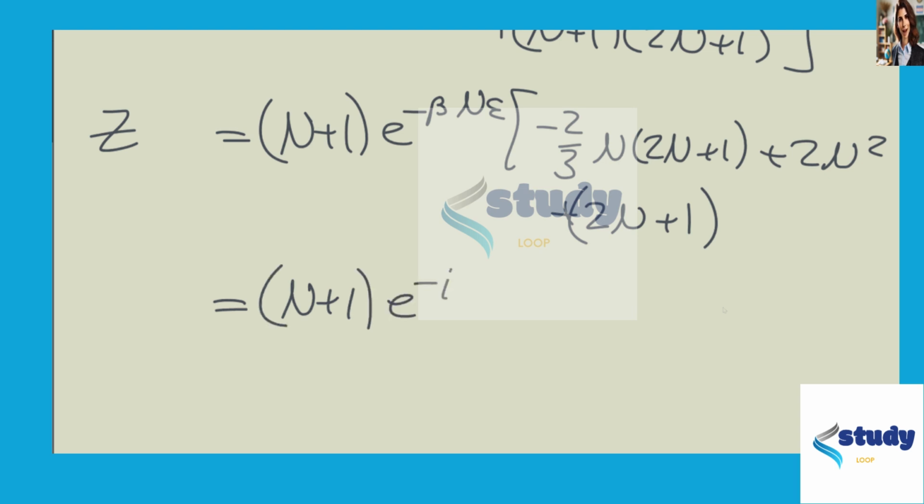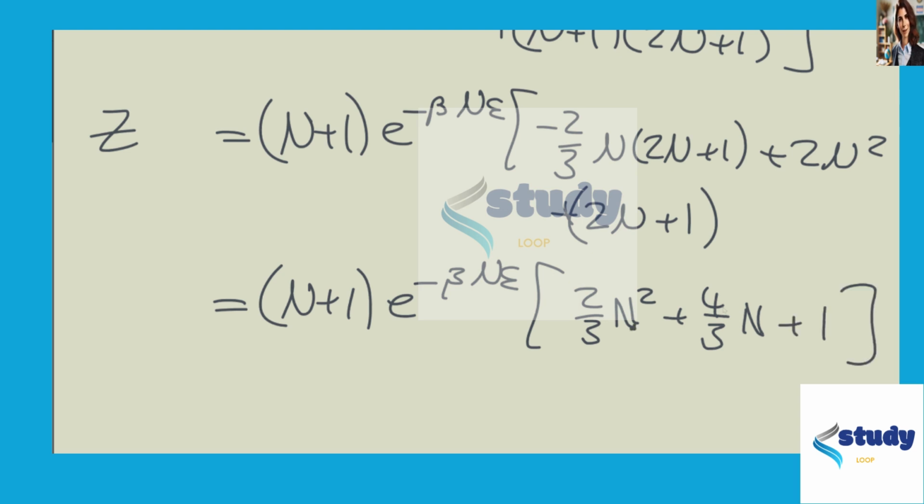So let's try and simplify this a little bit. So we've got 2 minus 4/3, which is 2/3 N squared. We've got 2N minus 2/3 N, so that's plus 4/3 N. And then we've got just a plus 1. So this is the partition function, the microcanonical partition function in terms of epsilon and N.